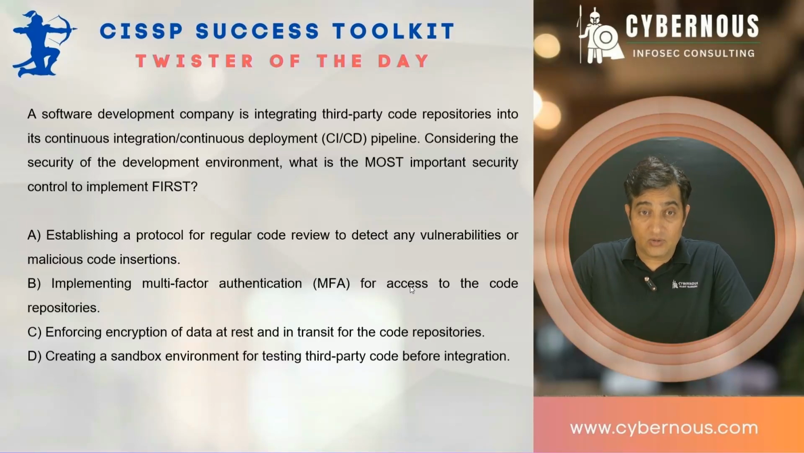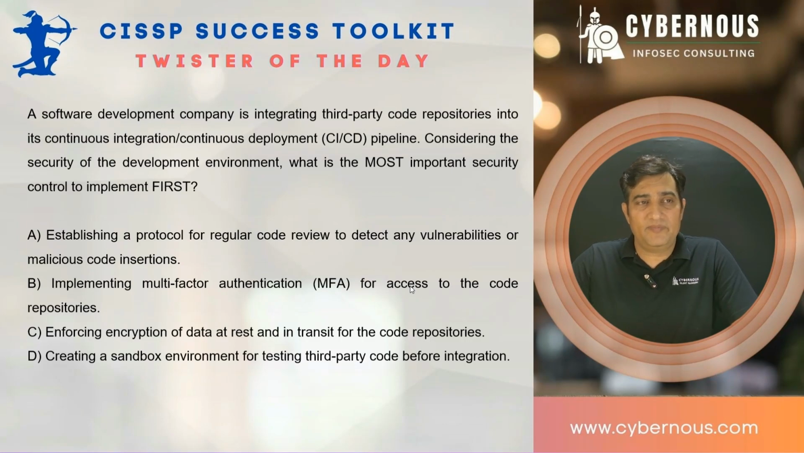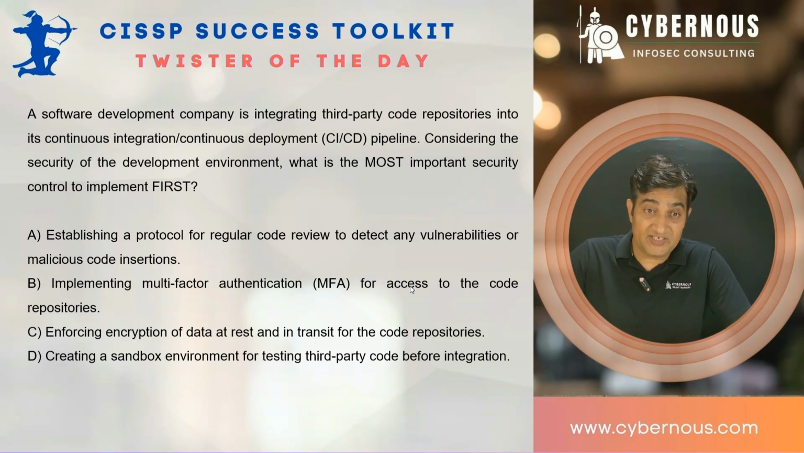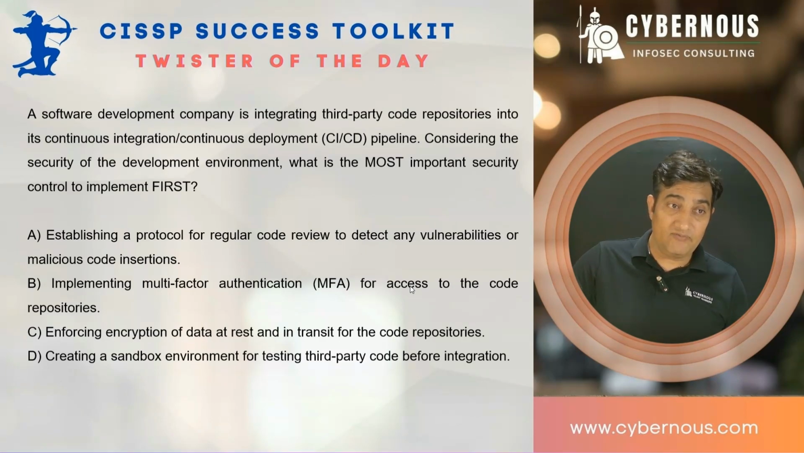So let's start with this. A software development company is integrating third-party code repositories into its continuous integration, continuous deployment pipeline. Considering the security of the development environment, what is the most important security control to implement first? So now you see, most important security control to implement first. This means there is a double twist in this particular question. It means there are multiple options which might be correct. In that, you have to find the first one which has to be implemented.